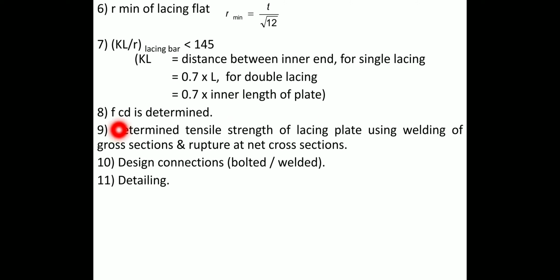Then the eighth step, we find the f_cd. We can determine it using the above values. Then the ninth step is to determine the tensile strength of the lacing plate using yielding of gross cross section and rupture at the net section. Second last step, design of connection. It may be a bolted connection or welded connection. Under that we can find the T_d and T_dg values. And the last step is detailing, which may consist of the overall cross section and a typical figure or diagram related to the lacing system.